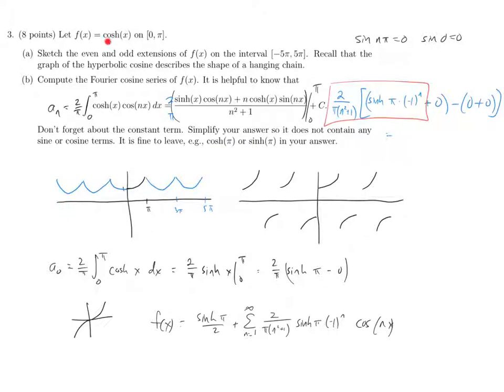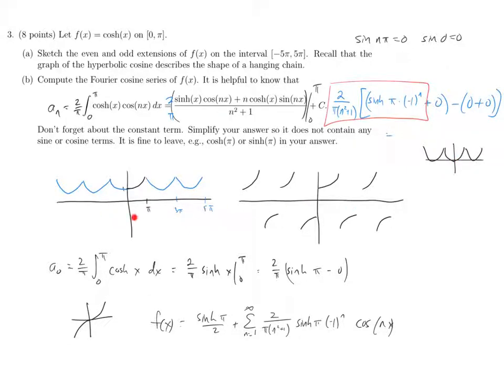So if we had started with a sinh function, which is something like that, we still could have taken the even extension, and even though sinh is odd, the bn's would be 0 because we're taking the Fourier cosine series. So I just want to make sure that you had the right reason.